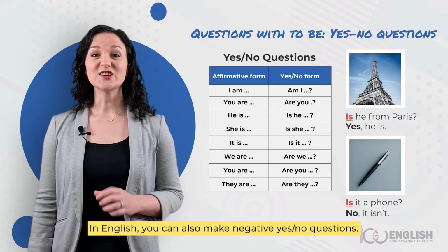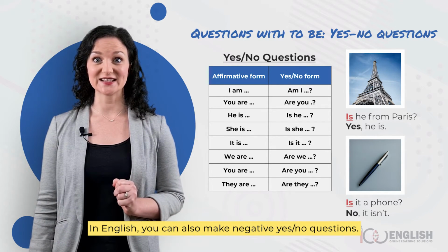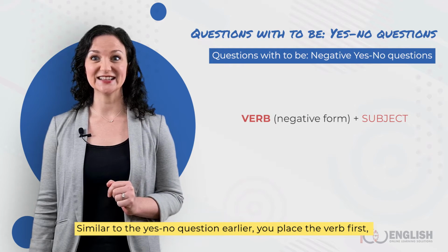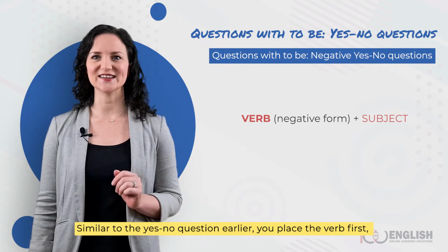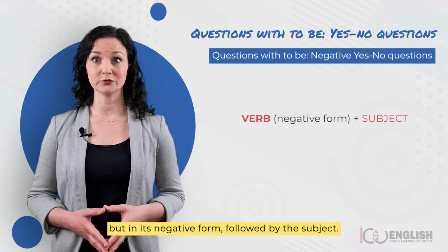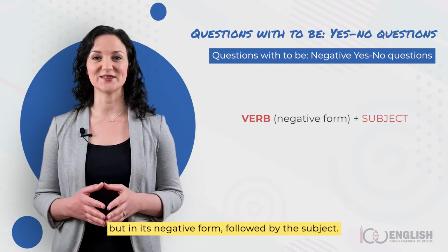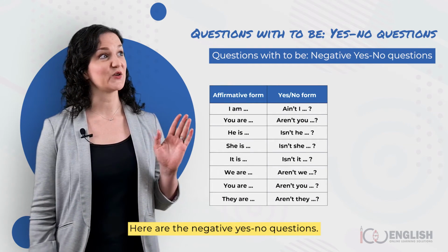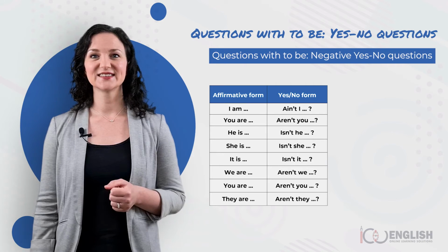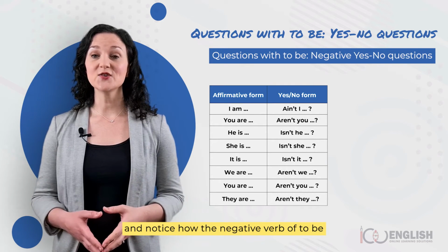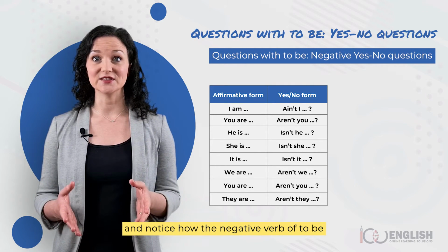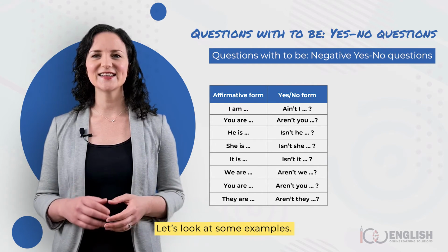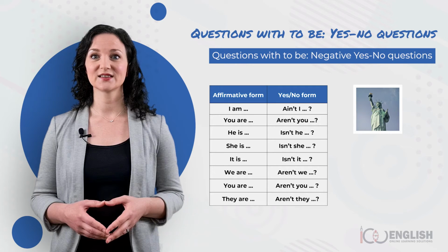In English, you can also make negative yes-no questions. Similar to the yes-no question earlier, you place the verb first, but in its negative form, followed by the subject. Here are the negative yes-no questions. Take a look and notice how the negative verb of to be is at the beginning of the sentence. Let's look at some examples.